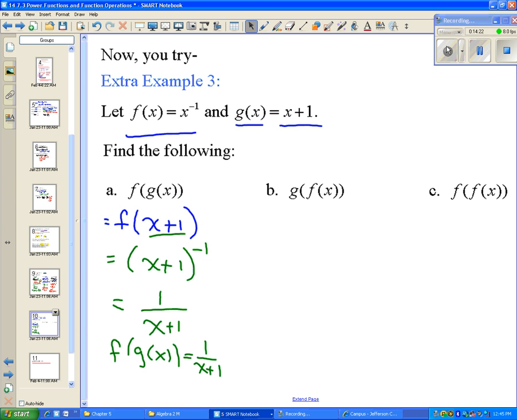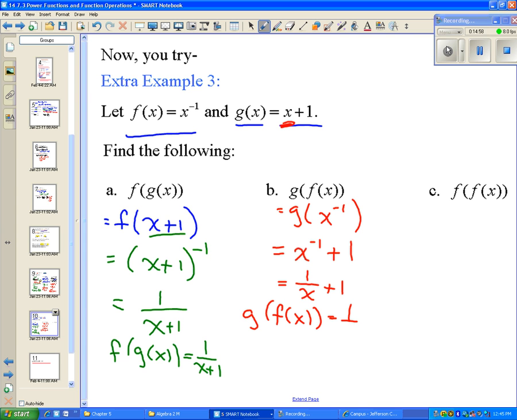Letter B, I want g of f of x. You start by writing the letter g of, then I need to write whatever f of x is. f of x is x to the negative 1 power. Now I need to plug in, wherever I see an x in g of x, x to the negative 1. So first thing I see is an x, so I say x to the negative 1, then finish off g by saying plus 1. So this is going to be 1 over x plus 1. I'm done. So again, g of f of x is equal to 1 over x plus 1.